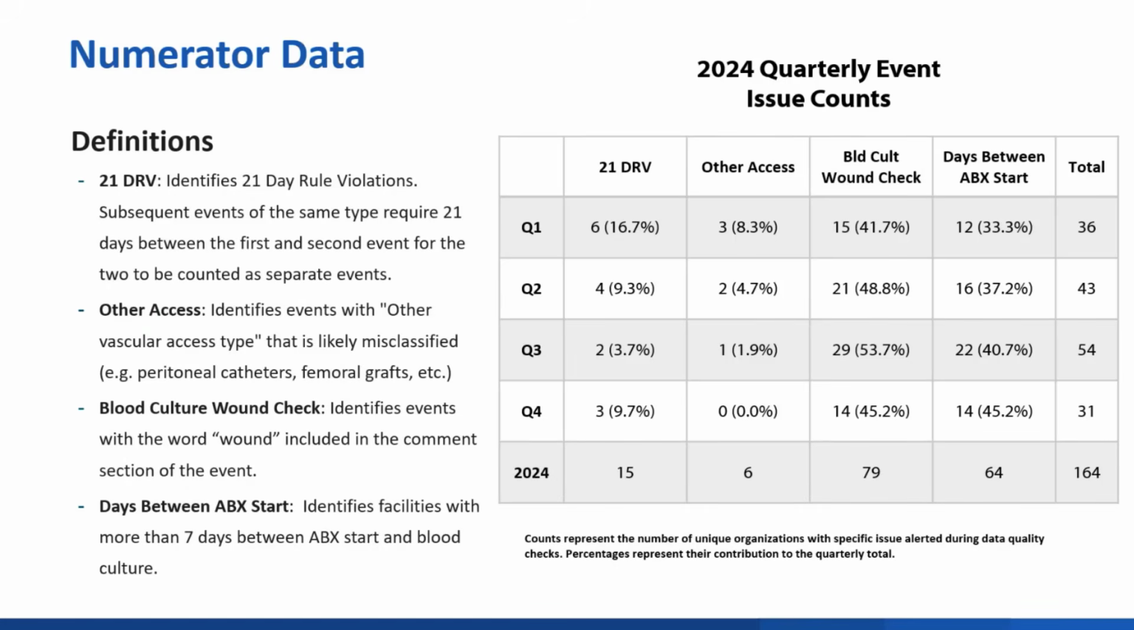And on the next slide, I'll dive a little deeper into the data checks that we do, and I'll talk about some of the numbers that we saw in 2024. This is our numerator data, it's the event data, and you have the definitions on the left-hand side. We have 4 different alerts that can happen during the checks. The first one is 21-day rule violations. There's other access, blood culture wound check, and days between ABX start. Those are all different alerts that they can get, and you can look at the definitions there.